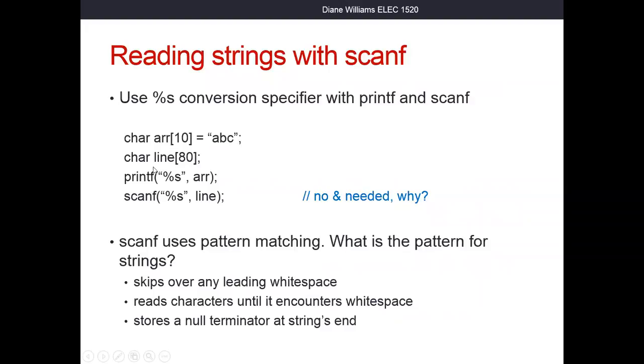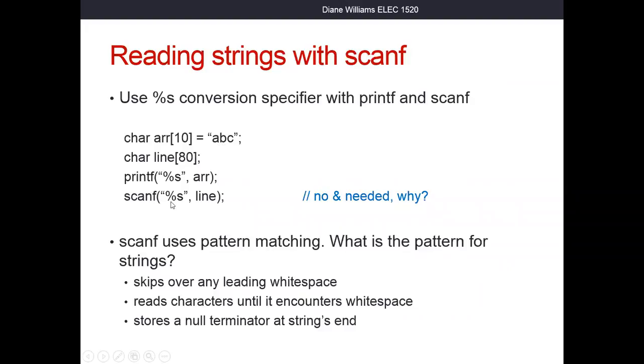Now here's another character array named line that's 80 characters long. If I wanted to print out what was in arr, I use %s and give it the name arr. It will print ABC. It won't print the null terminator. That null terminating character says we don't print that. So it'll print A, B, and C. It'll print everything in this array until it finds a null terminator.